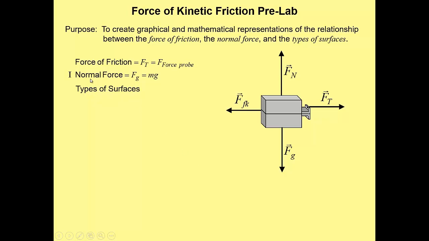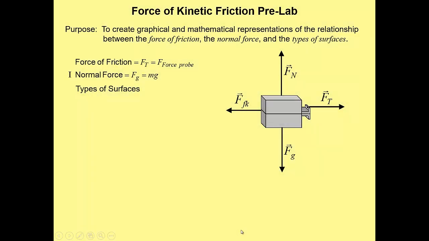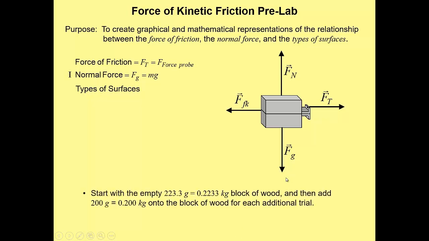The normal force we can control, and we can control it by how much mass we pile up onto this thing. We change the mass that we're pulling, we've changed the force of gravity, we've changed the normal force. So that makes the normal force an independent variable, one that we can control. And like I said to you, you're going to start out by doing a trial with just the block of wood, 0.2233 kilograms, and then you're going to add 200 grams or 0.2 kilograms every single time, and run it.